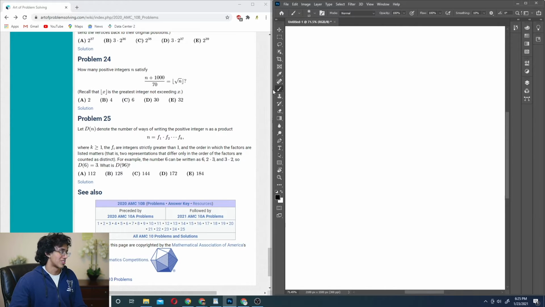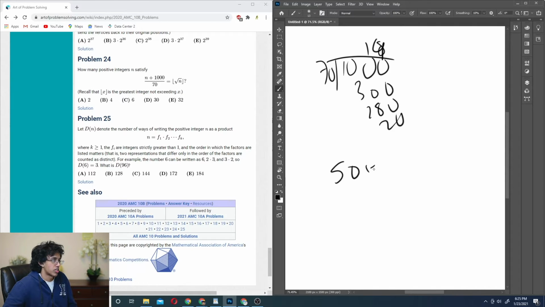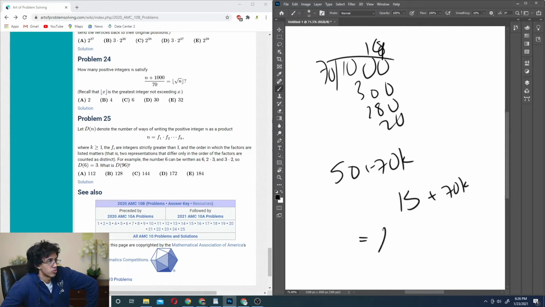Okay, so basically we need this to be an integer, right? So we need it to be 0 mod 70. What's 1000 mod 70? 70 times 14 is 980, so 20 mod 70, okay? So then we need to add 50, at least. Or 50 plus 70k has to be n. So n has to be 50 plus 70k. And if we put this in, what is 105 over 70? That's just 15? 15, right? Yeah. 15 plus 70k is equal to the root of 50 plus 70k.